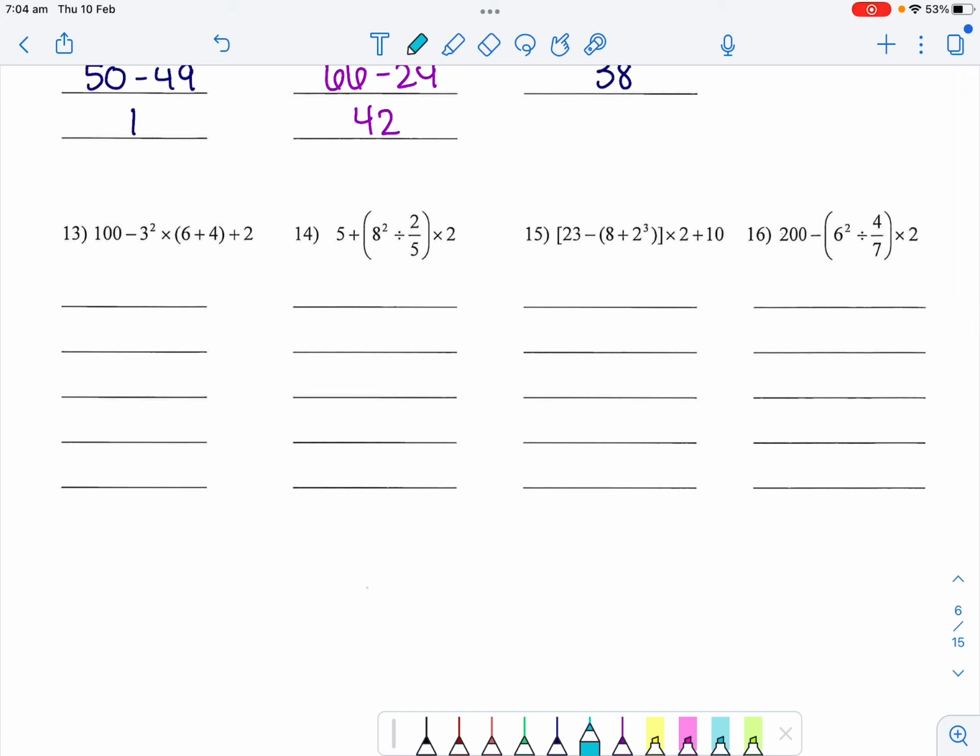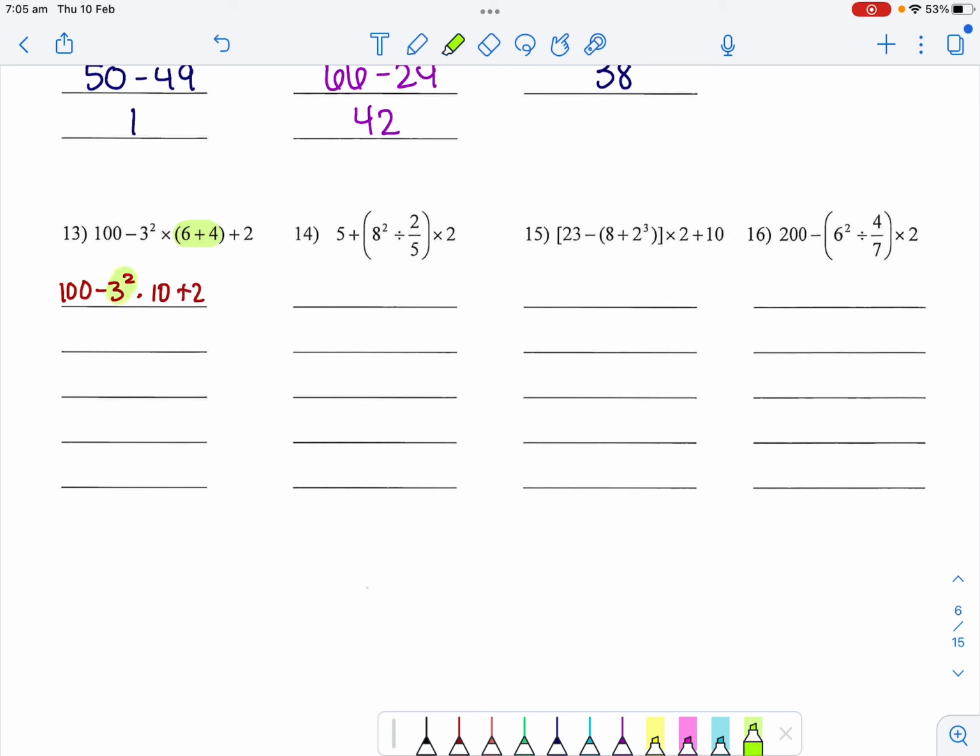Now these last ones down here, we really kind of throw the kitchen sink at you. We got some exponents, we've got some grouping symbols, we've got some fractions that we have to deal with. So again, we're going to follow order of operations. So on number 13, I'm going to do 6 plus 4 first, because it's inside parentheses. So 100 minus 3 squared times 10 plus 2.